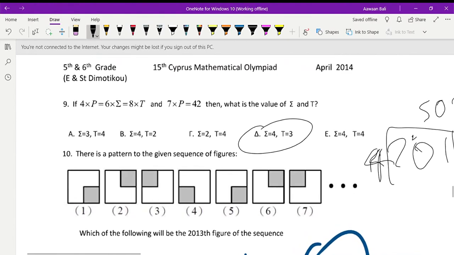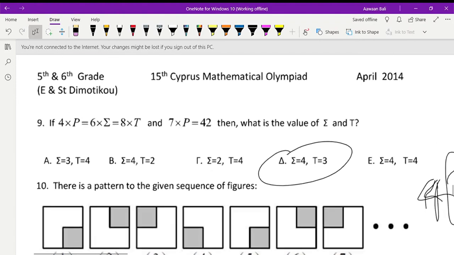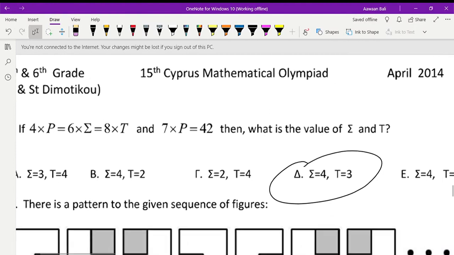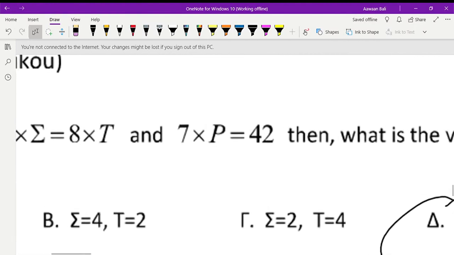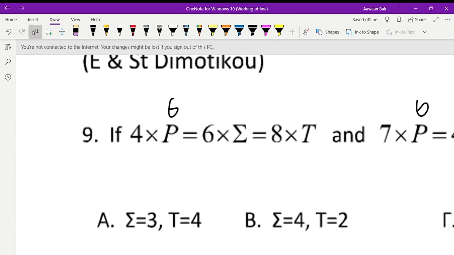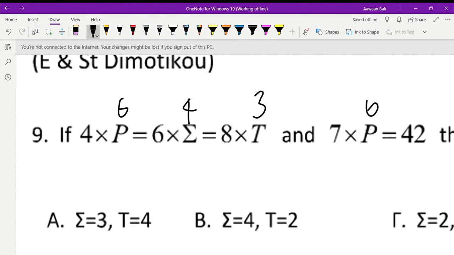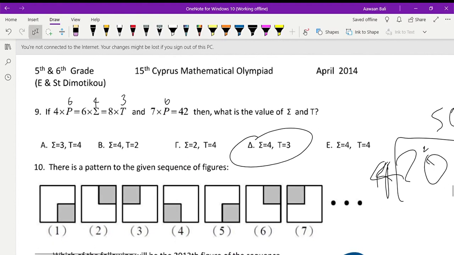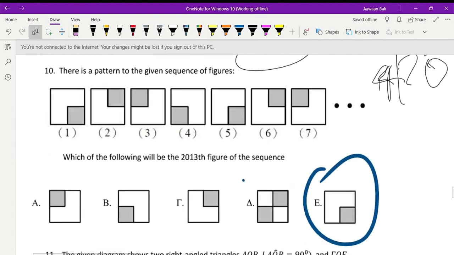Now, question number 9. If 4 times p equals 6 times sigma is equal to 8 times t, and 7 times p is equal to 42, then what is the value of sigma and t? Now, 7 times p is 42, which means the p is 6. Now we have 4 times 6, which is 24. So all of them are 24. That means sigma is 4, and t is 3. So the option is delta, therefore the answer is delta.